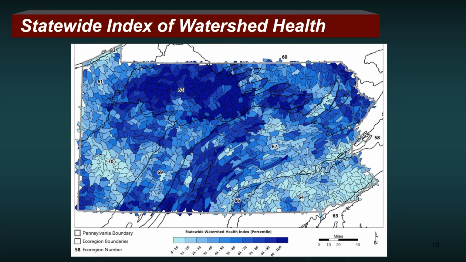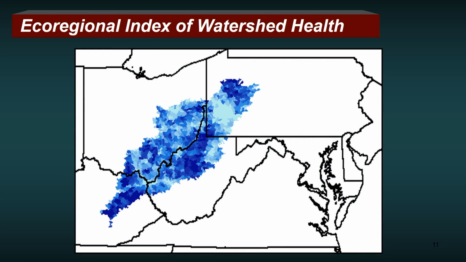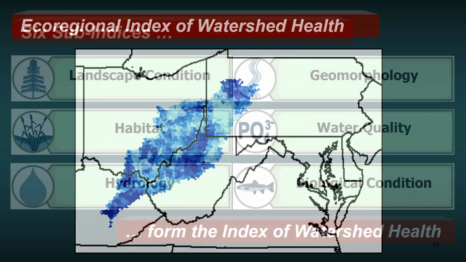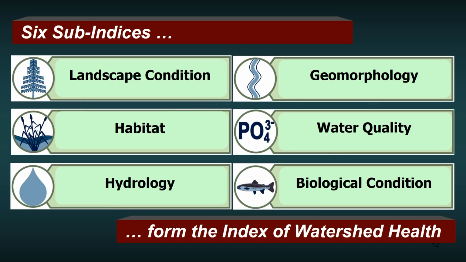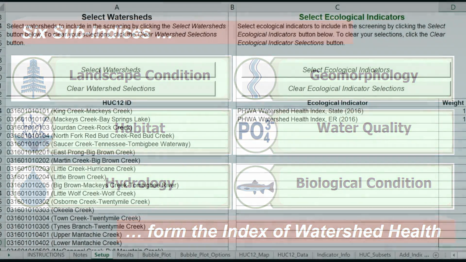PHWA scores represent an estimate of relative condition or health among all huc 12s across each state and across each American Level 3 ecoregion. The scores are a simple gradient of condition, and no breakpoints, such as a healthy-unhealthy threshold, have been specified. These 6 sub-indices make up the index of watershed health. They track closely with the 6 subcategories discussed earlier.